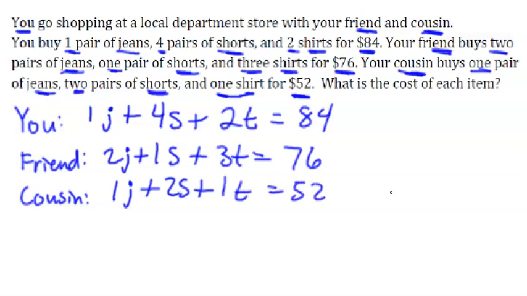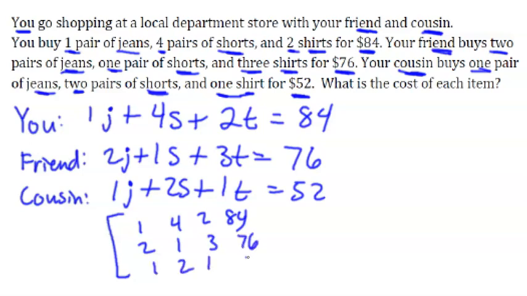Although this is a pretty long word problem, it's the most straightforward out of all of these on this page. From here, you could just set it up as a matrix and put it in the calculator. So 1, 4, 2, 84, 2, 1, 3, 76, 1, 2, 1, 52. So let's go ahead and put that in the calculator.